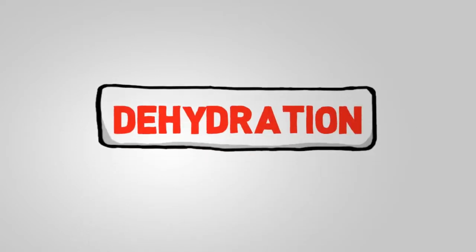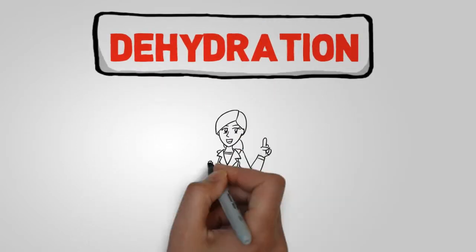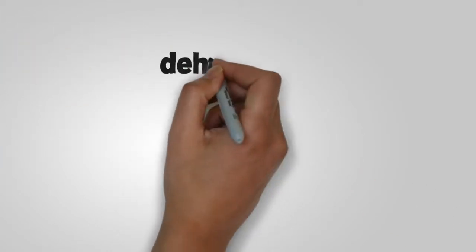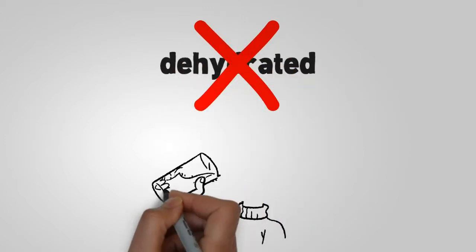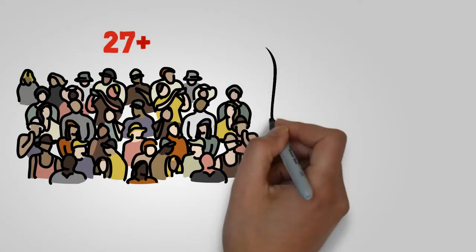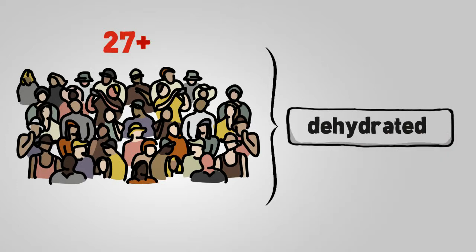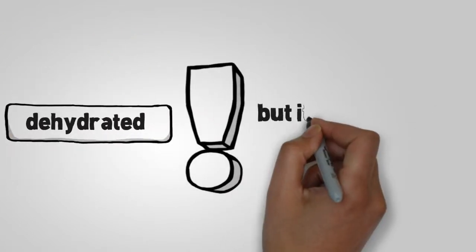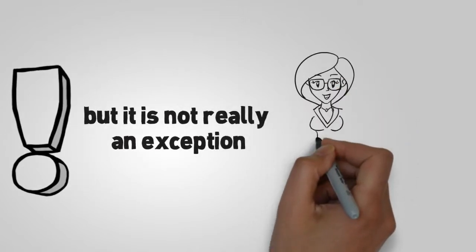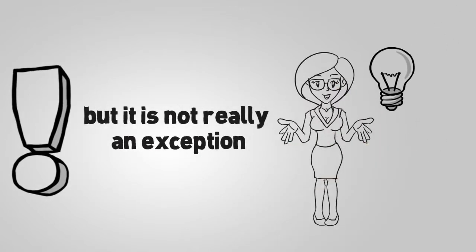2. Dehydration. Let's explain a very important point about skin's hydration. As you will notice, we do not mention the term dehydrated for anybody younger than 27 years old, and for 27 plus years old, every skin type is considered dehydrated, with one exception, but it is not really an exception. There is a purely subjective reason we skipped the term dehydrated for it. We will explain it shortly.